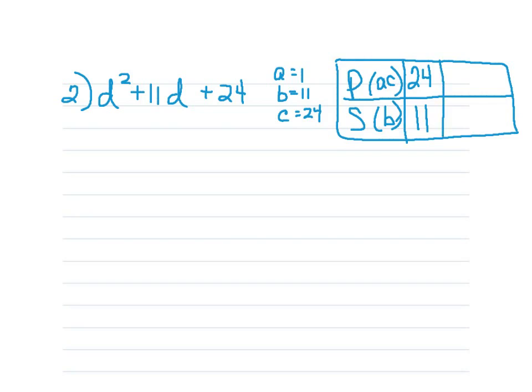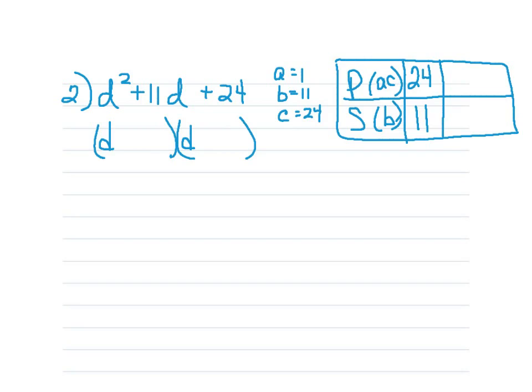Okay, so I'm going to set up my two binomials. I know D goes here and D goes here. And now let's think about what two integers fit into this description. You multiply them together and you get 24. You add them together and you get 11.